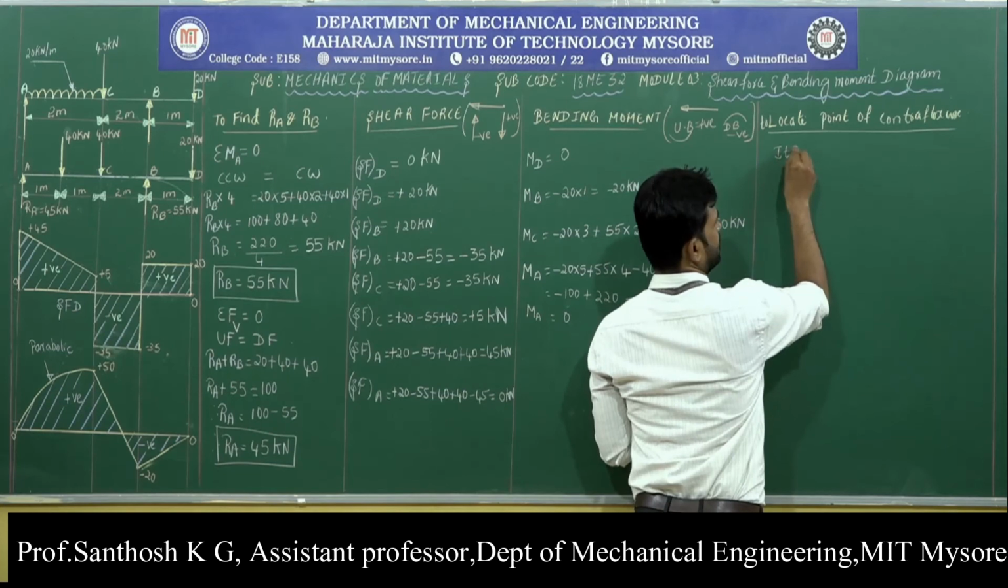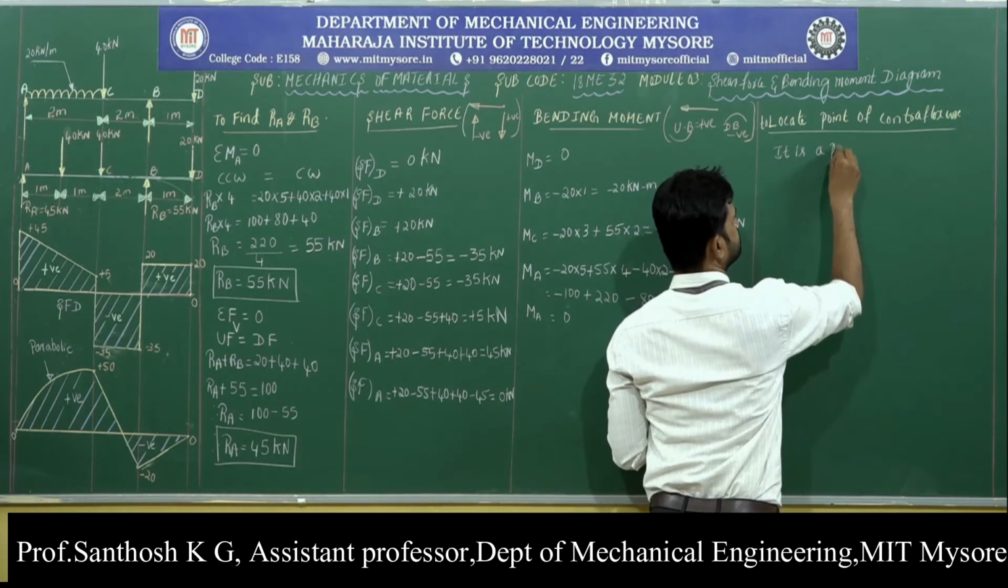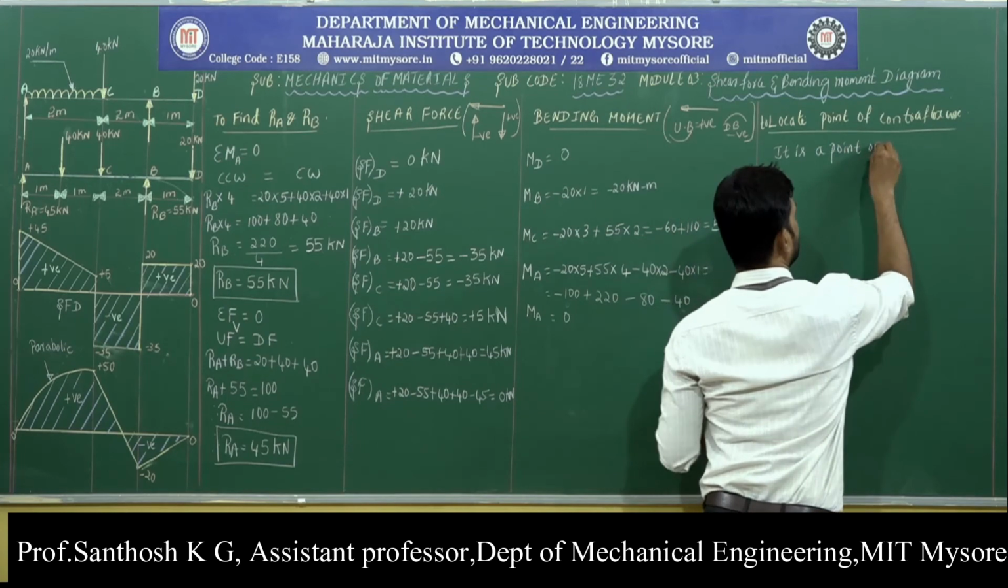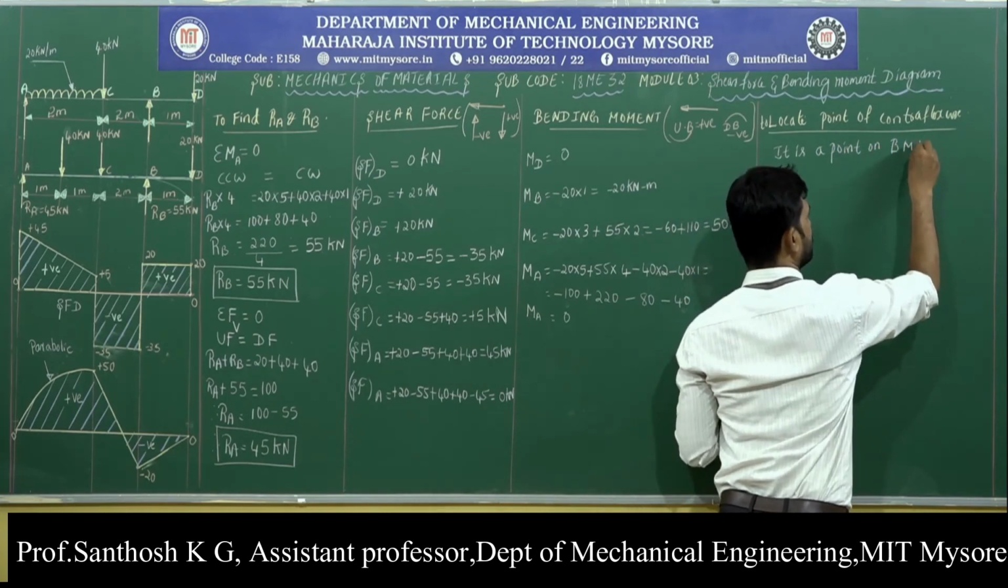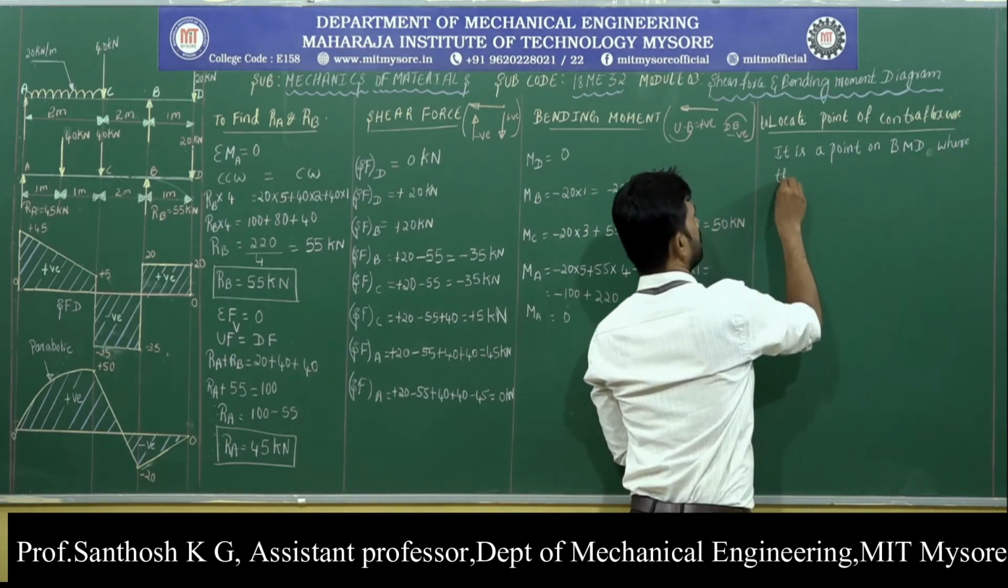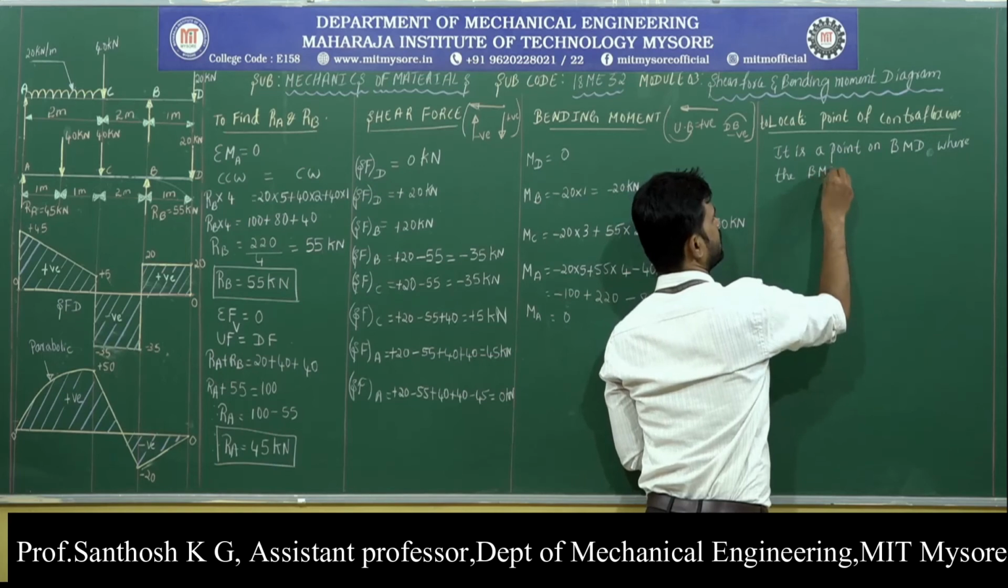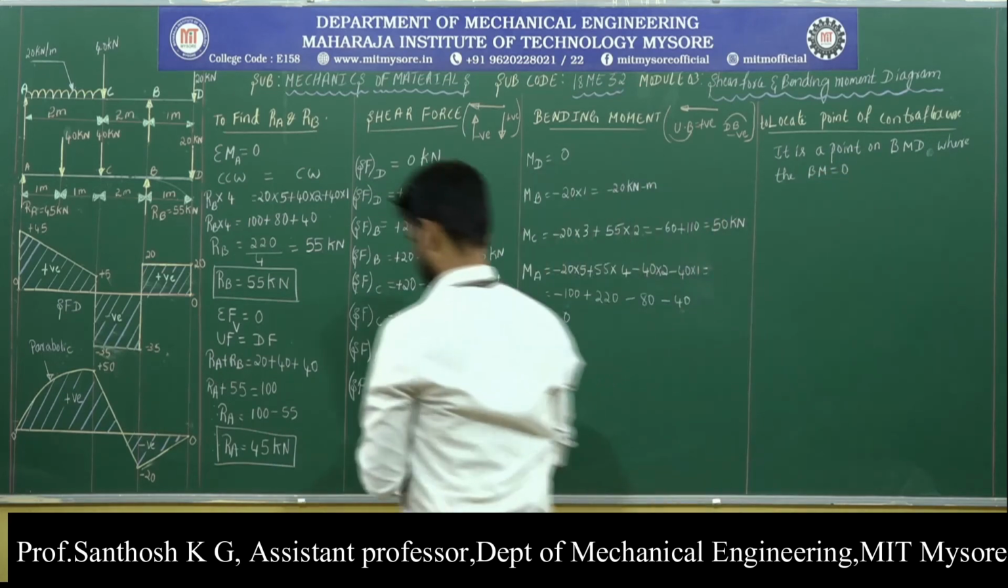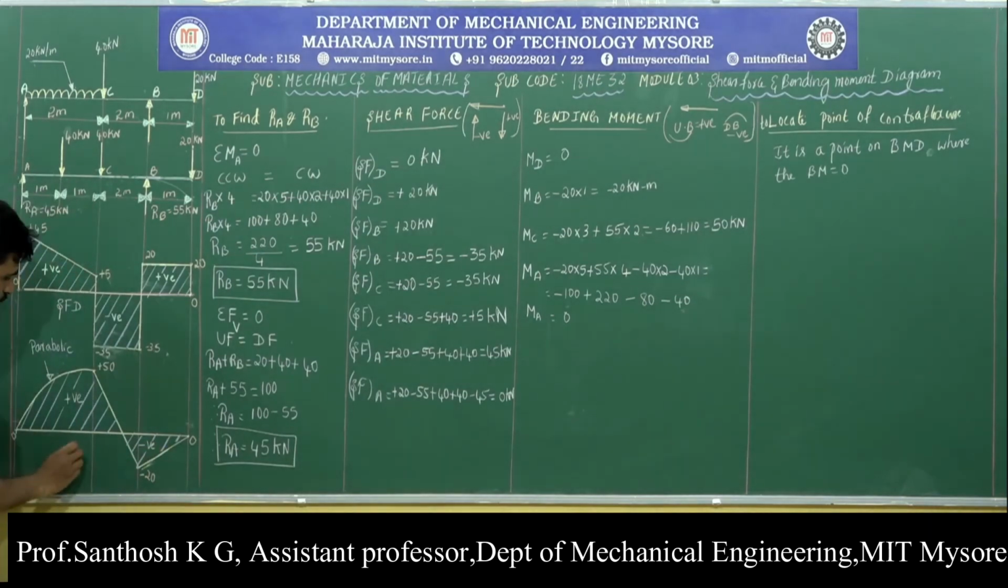Point of contraflexure: it is a point on bending moment diagram where the bending moment is 0. This is the bending moment diagram we are having. So in this bending moment diagram, we can see the value of bending moment is 0 at this particular point.